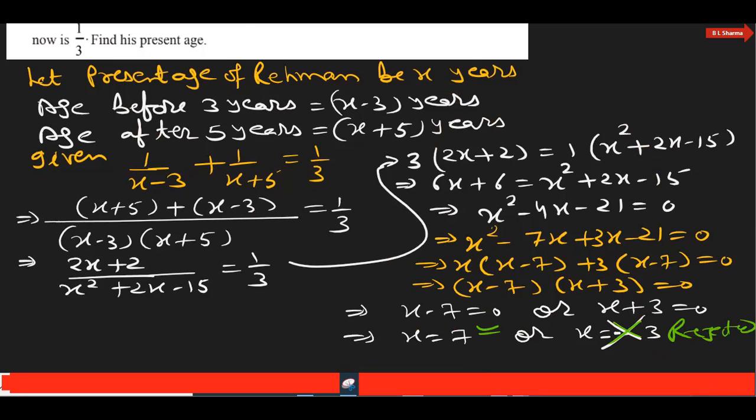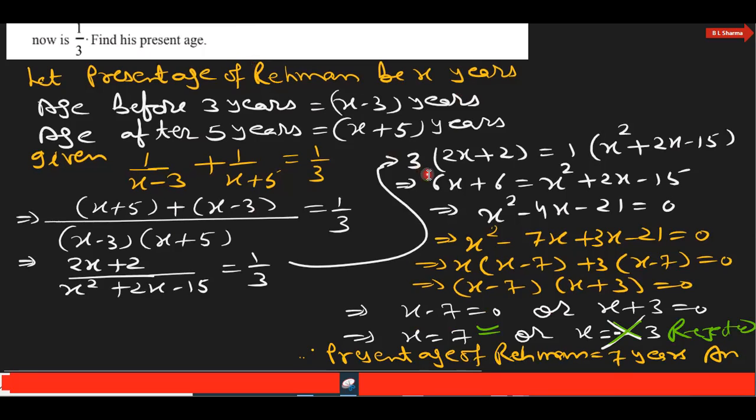Therefore, we can write final answer is equal to, therefore, present age of Rahman is equal to 7 years, and that is the answer of this question.